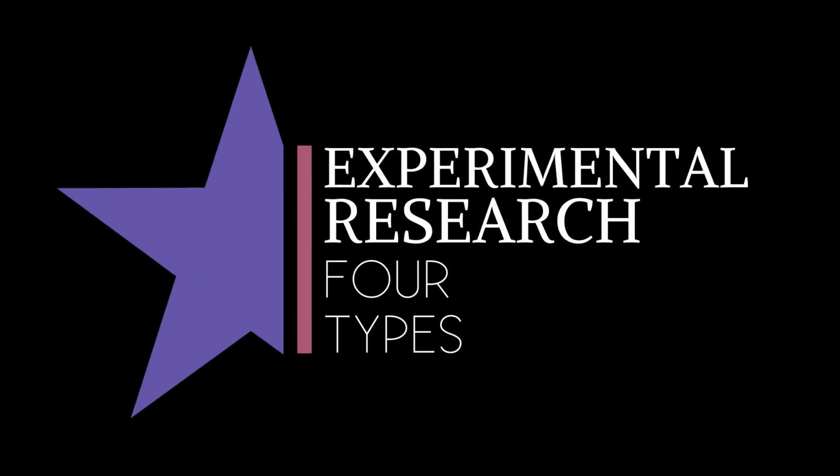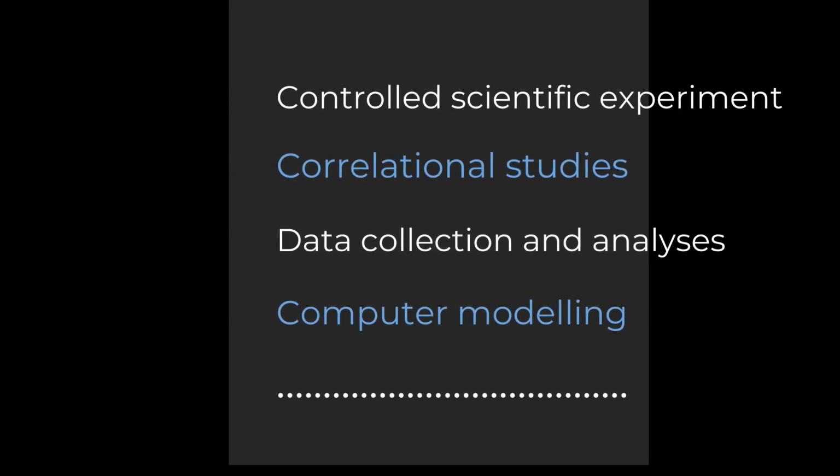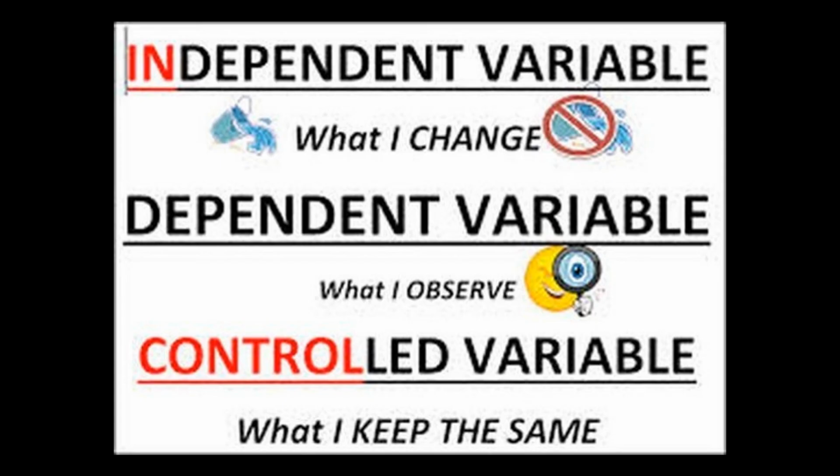Now we move to experimental research. There are 4 types of experimental research. The first one is controlled scientific experiment. The second one is correlation studies. The third one, data collection and analysis. And the fourth one is computer modeling.